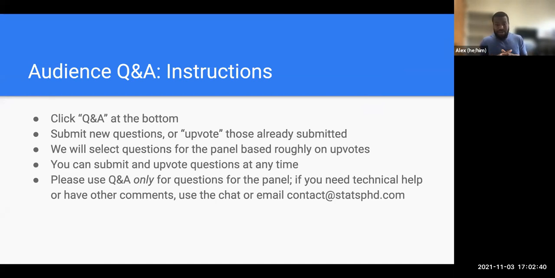Before you submit a question though, read through them and make sure you're not submitting a question that's the same as one that's already been asked. If you see something that you want answered, you can upvote it, and then it'll go higher up on the list, and that'll bring it more into our attention. Only use the Q&A function for questions for the panel. If you have any technical issues or technical questions, you can use the chat feature, or you can email contact@statsphd.com, and we'll help you out with that.